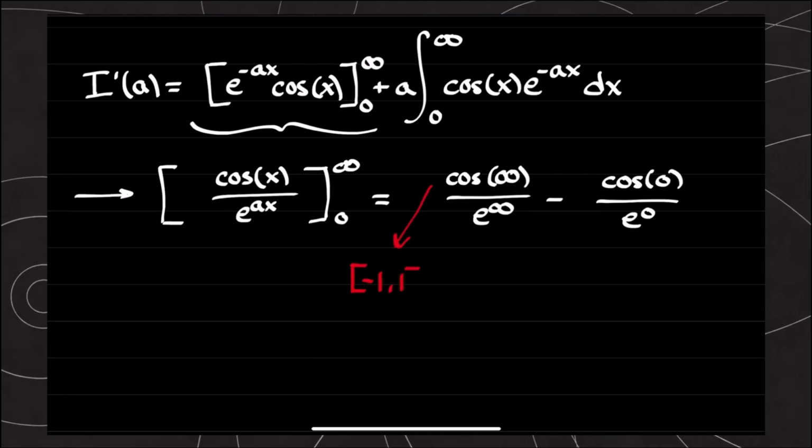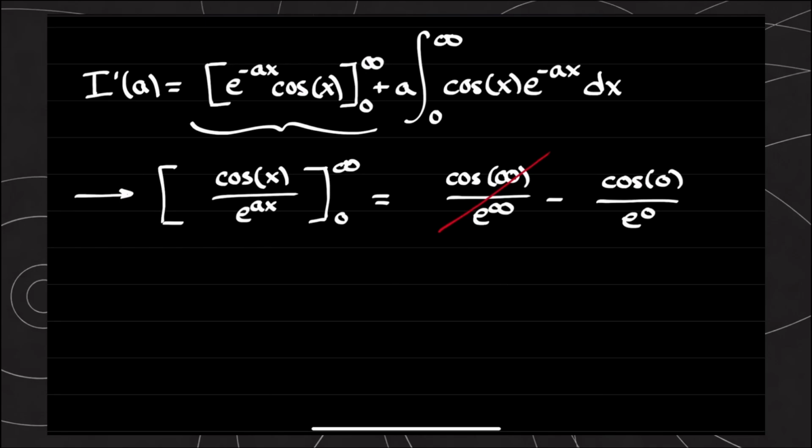For every input in our cosine function, it's going to spit out something between -1 and 1, whereas e to the infinity, and any exponential for that matter, grows boundlessly. As our input approaches infinity, e to the infinity also tends to infinity. Now, if we're dividing something that's finite, something between -1 and 1, by larger and larger values, this whole term is going to go to 0.